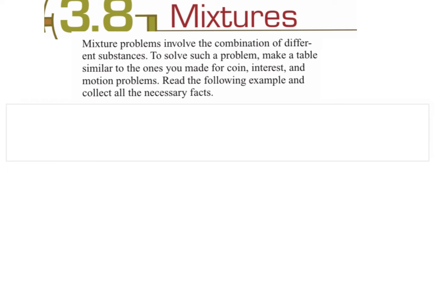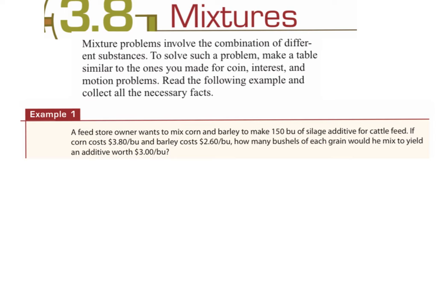All right, let's look at the first example here. A feed store owner wants to mix corn and barley to make 150 bushels of silage additive for cattle feed, okay? If the corn costs $3.80 per bushel and barley costs $2.60, how many bushels of each grain would he mix to yield an additive worth $3 a bushel, right?